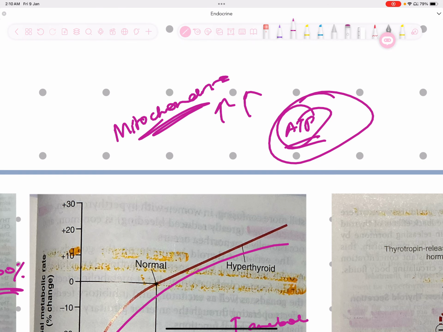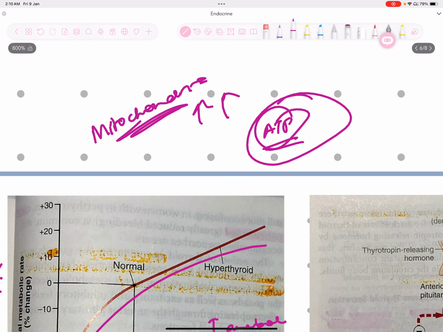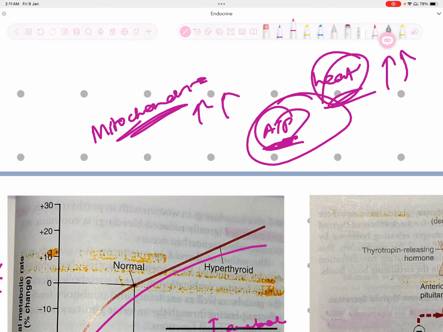And thyroid hormones particularly increase the activity of sodium potassium ATPase pumps. That's something you need to know. And there'll be increased ATP production. Whenever ATP production increases, this means there'll be increased heat in the body. So heat production will increase. That's the reason there's increased metabolic rate.